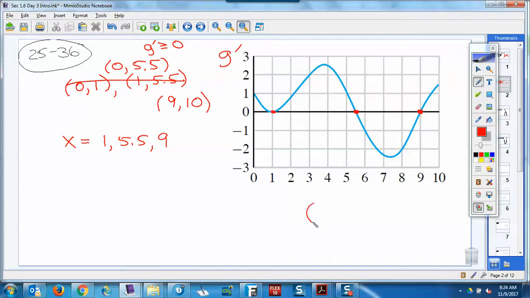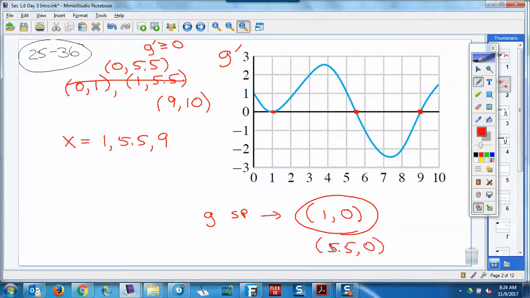Now, here's what I don't want you to write, and here's what I've seen people write: G has a stationary point. So the question was, where does G have stationary points? And I've seen people do this for their answer, and they're thinking of these 3 points right here, right? Why is that a wrong answer to that question? The question is, where does G have stationary points? Say it again. Thank you, James.